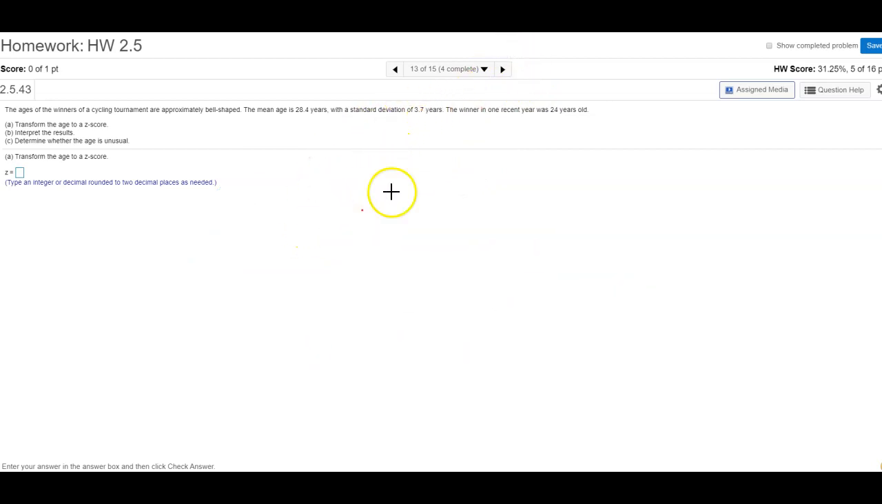and the formula for z-score is x minus mu over standard deviation, where x is the value, mu is the mean, and sigma is your standard deviation. Now let's go ahead and look at the problem here.